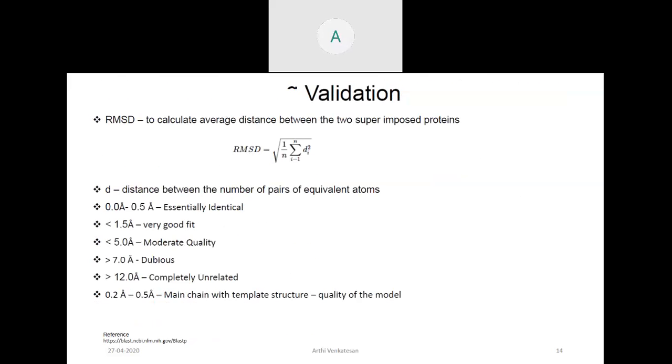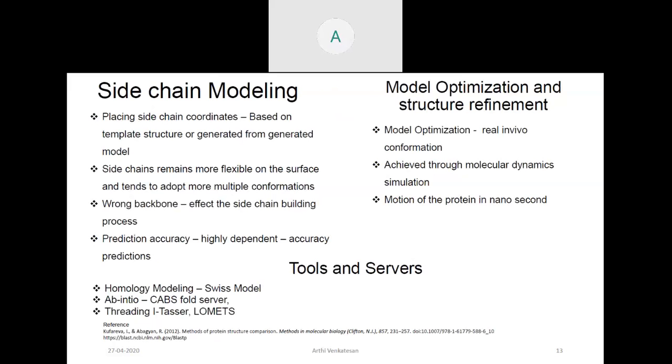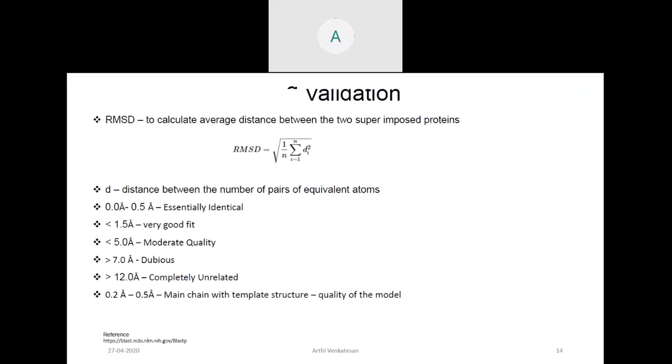Okay, so we have done all these steps. Finally, we have to go for validation. For validation, we have to look at RMSD. I have already mentioned the X-ray crystallography method, so you can easily find out about RMSD. Here you will be validating through the root mean square deviation. You know very well the concept of RMSD: to calculate the average distance between two superimposed proteins, which means your target sequence as well as your template sequence.